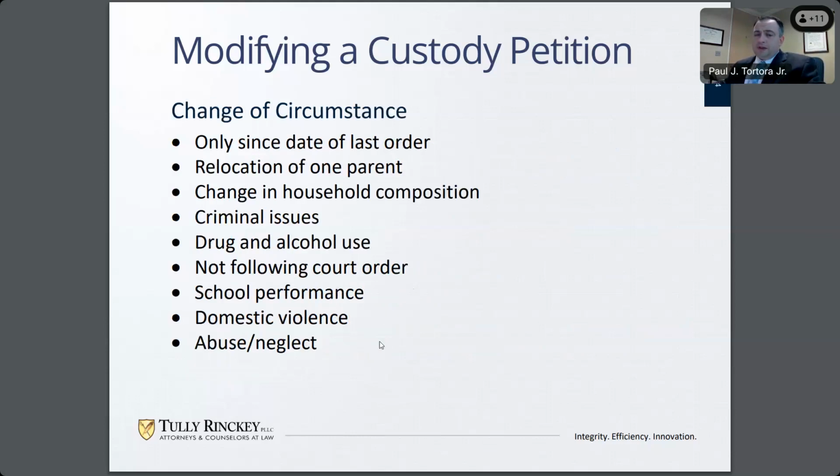Okay, probably the most important thing to remember when you want to modify a custody agreement is we're only talking about things that have happened since the last order. If the order was issued 3 years ago and there was, say, domestic violence or an arrest or something that had occurred 5-6 years ago, it had to have been dealt with at that time. We can't bring it up now.